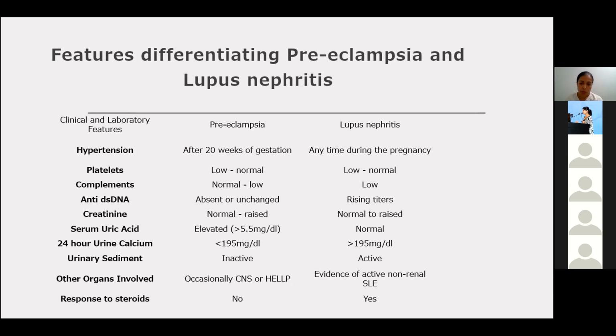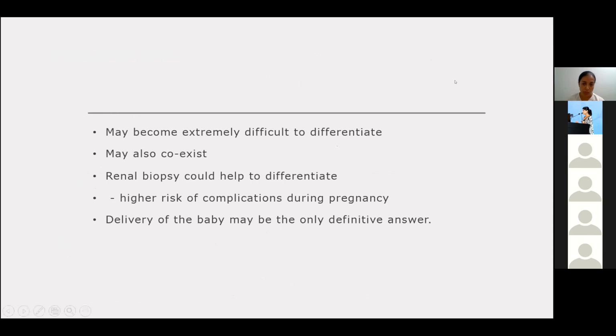And in lupus nephritis, there may be evidence of active non-renal SLE, like mucocutaneous involvement, serositis, and other hematological manifestations like lymphopenia. And preeclampsia does not respond to steroids, but lupus nephritis responds. However, all in all, it will be extremely difficult to differentiate between the two conditions. And to complicate matters more, they can both coexist as well.